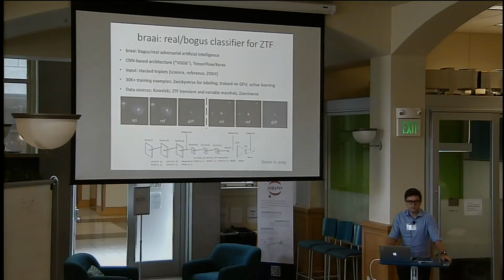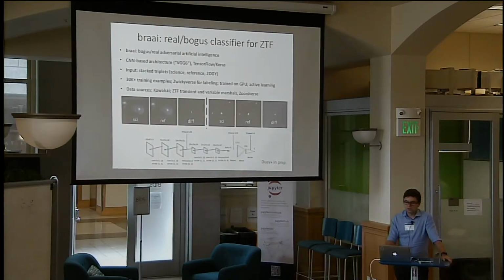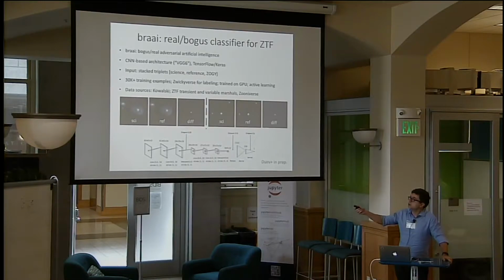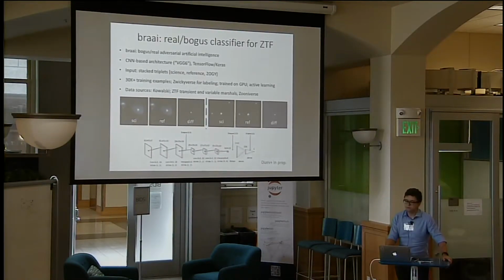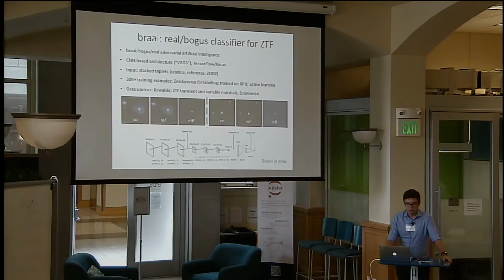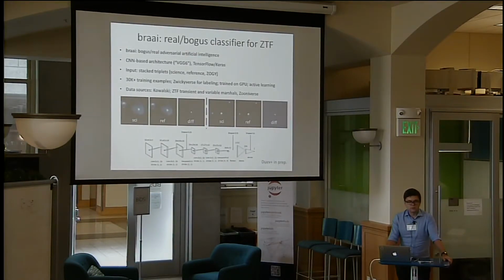It feeds off stacked triplets, so a science image of the sky, a reference, and a difference image. And the task is to separate reals from boguses. This is a bogus, an example of a bad subtraction. At the moment, we have something like 30,000 training examples. All of them were pretty much looked at.